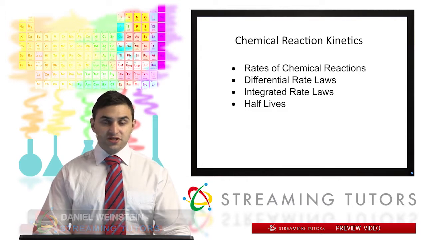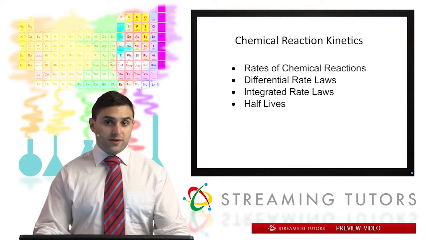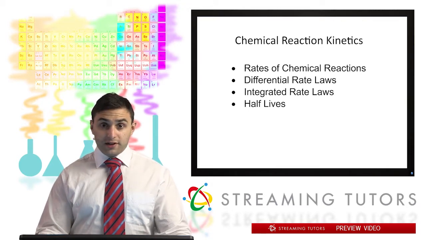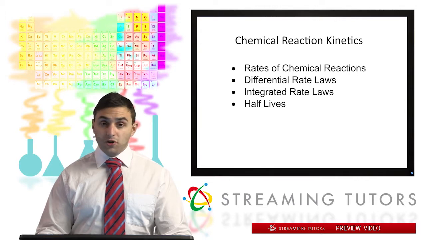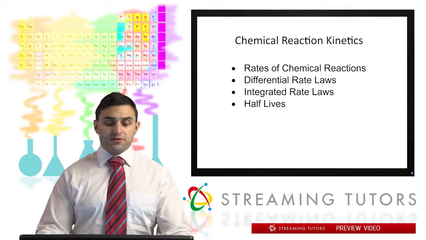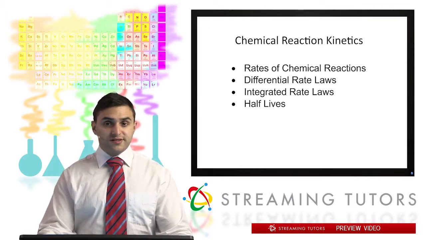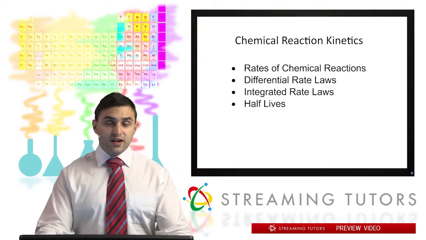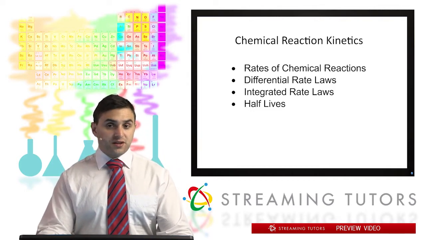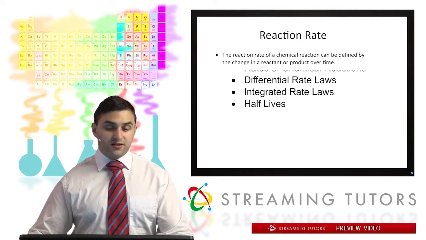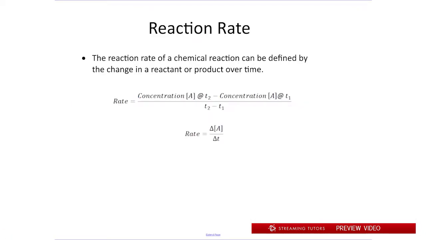Now, kinetics is just a study of the speed of chemical reactions. The reaction rate is just how quickly reactants are going to be converted into products. And there's multiple different ways that we can look at reaction rate. We can look at it in terms of straight reaction rate. We can look at it through these things called rate laws, differential and integrated rate laws, as well as half-lives. So let's just start out by talking about what exactly we mean when we're talking about the reaction rate, the speed at which a reaction occurs.